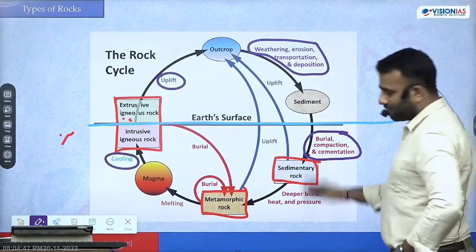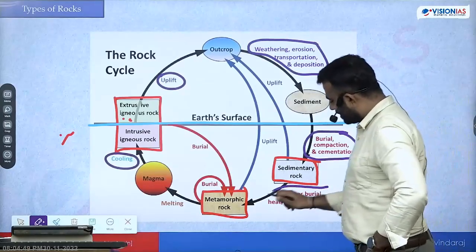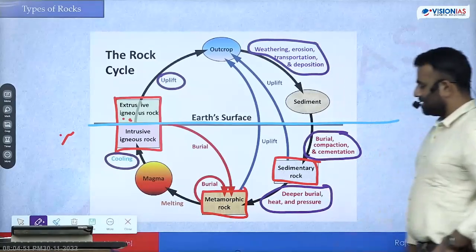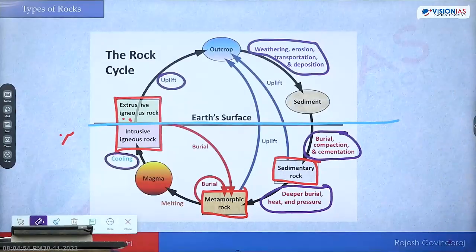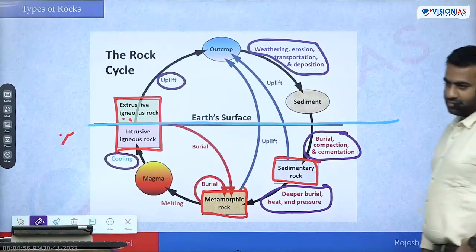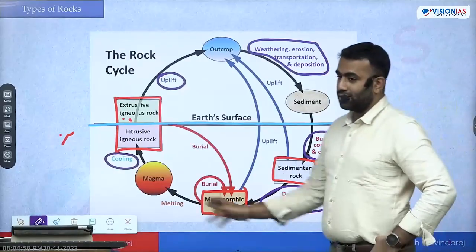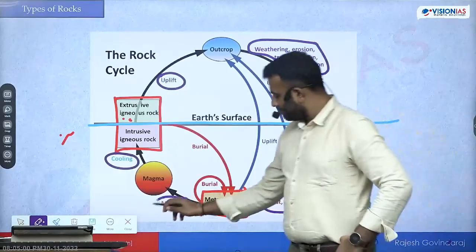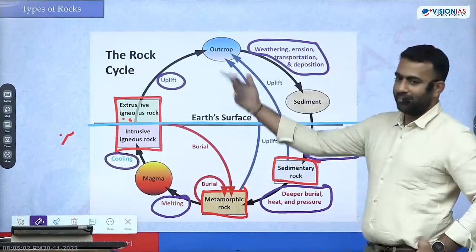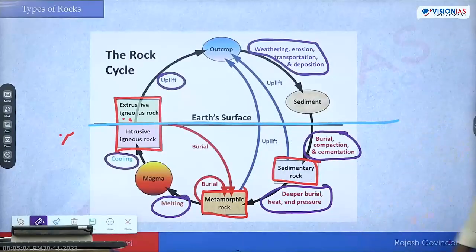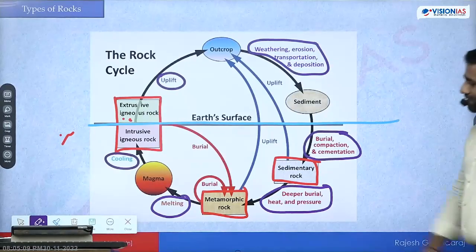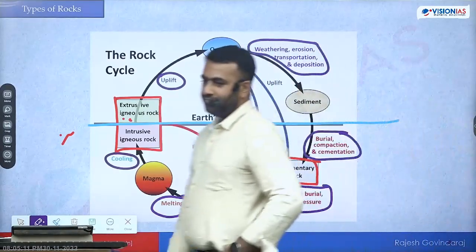ठीक है, sedimentary rock बन गया. So let's say this undergoes further deeper burial causing change in the temperature and pressure, it becomes a metamorphic rock. If metamorphic rocks undergoes melting, becomes magma, magma cool होके igneous rock बनेगा. Can you see they are continuously changing from one form to another form? There are also internal connections between them.